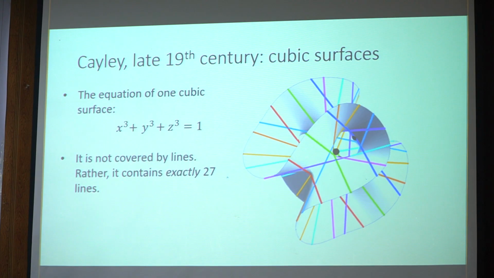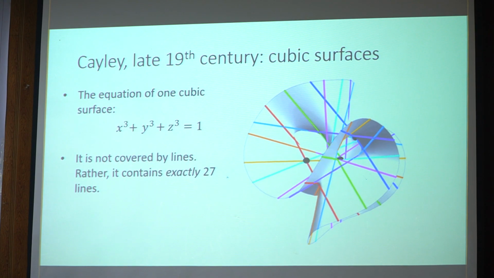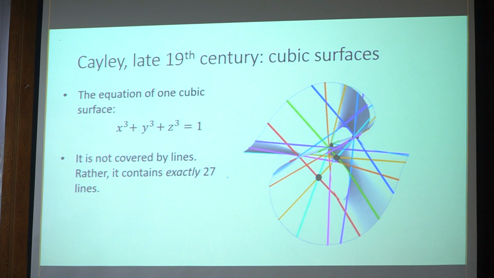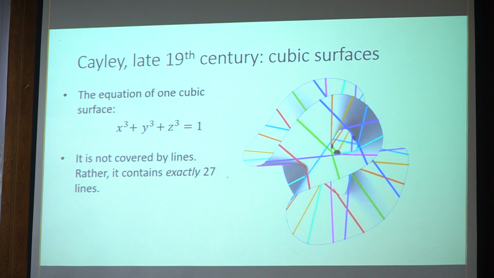This is not, in a way, a difficult theorem, but it is a very, very rich subject. Just 27 lines on a cubic surface is really cool. And once you're done with that, then you can talk about the 16 lines on a biquadratic surface, and you can make this more interesting.